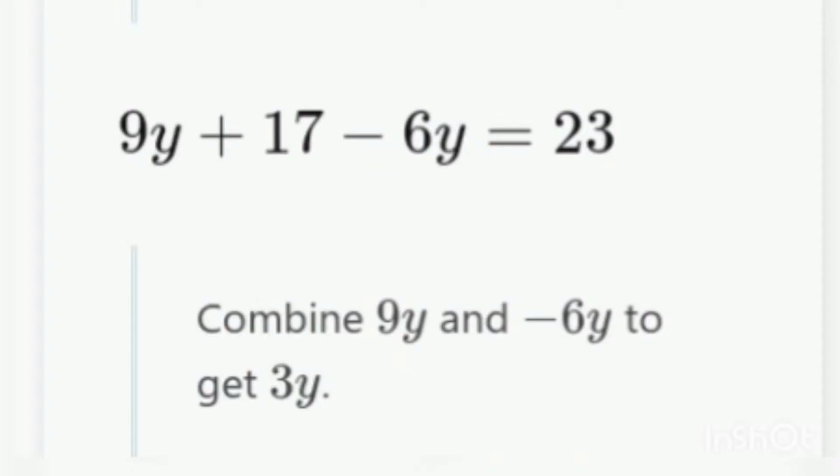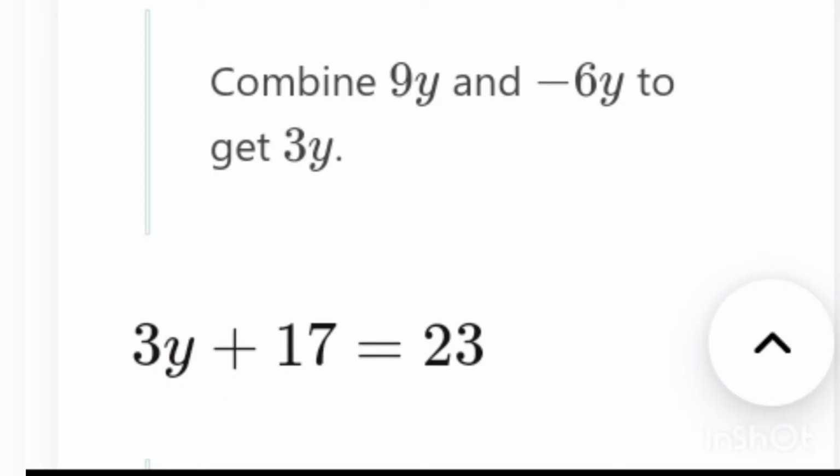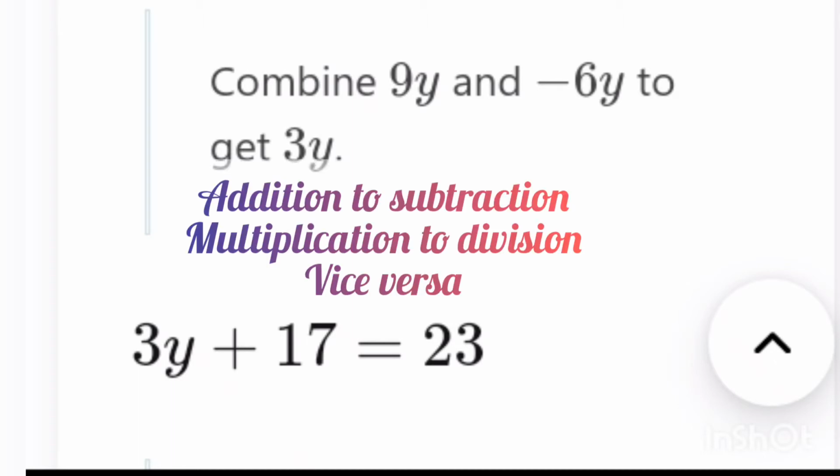In the equation 9y plus 17 minus 6y is equal to 23, we have to rearrange the values. Take variables on one side and constants on the other side. The rule of rearranging is that we change plus to minus and minus to plus, multiply to divide and divide to multiply when we move them from one side to the other. This is the rule for algebra.